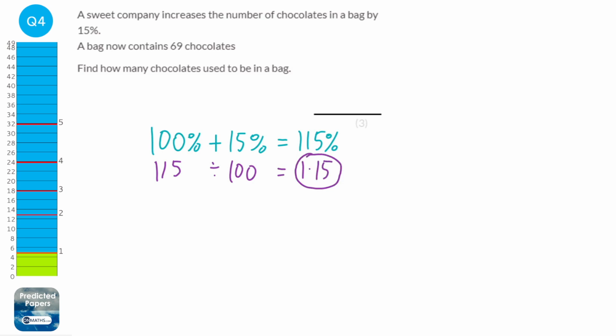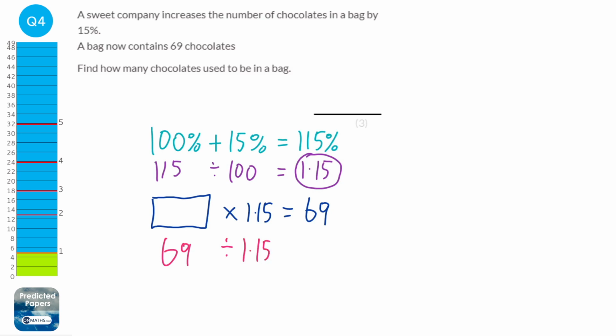Now, they used that multiplier on the original amount, and they times it by 1.15, and they got the answer of 69. But if we're working the other way, to find out what they times by 1.15, we get that 69 and we divide it by the multiplier. So if we want to work out what the original number was, we divide it by the multiplier, and that gives us 60. So the answer will be 60.